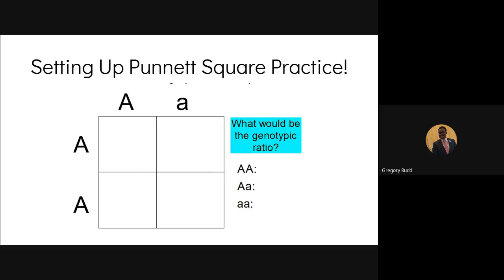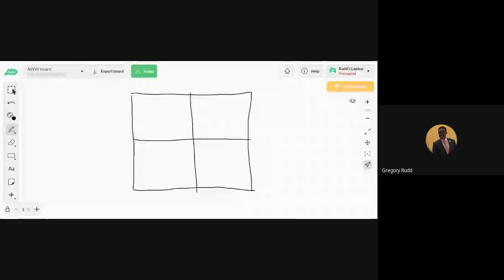All right, let's do more. I'm going to do another Punnett square here. Again, this should all be going into your notes. First two is capital A. Okay, let me see.